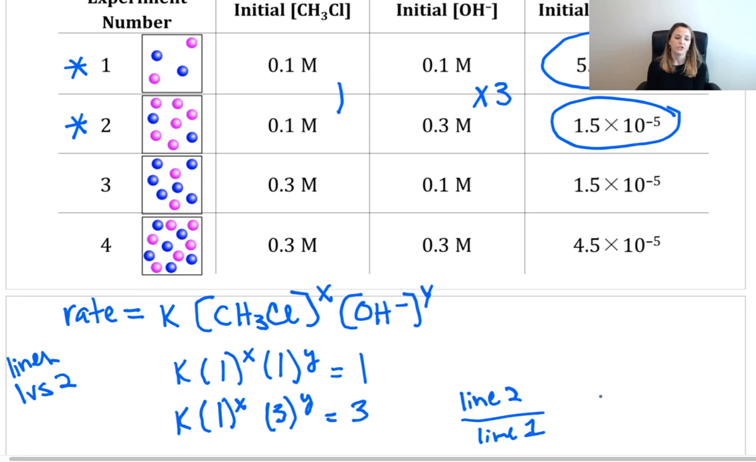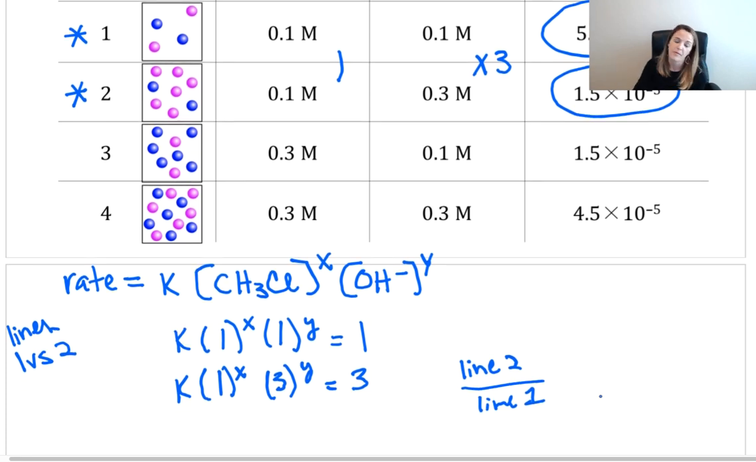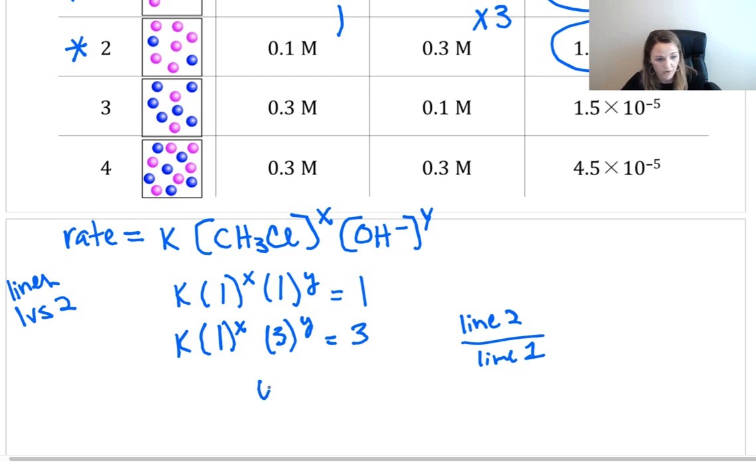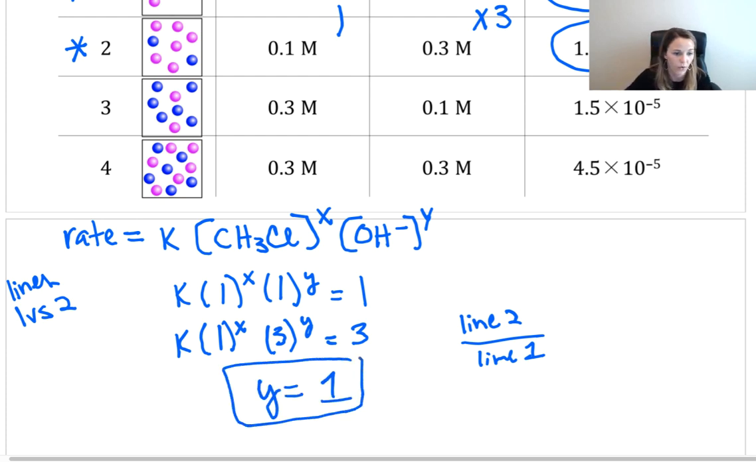So now I have two mathematical equations, and I am able to isolate what y is equal to in order for both of my equations to be accurate. So 1 raised to the y power is equal to 1, and 3 raised to the y power is equal to 3. The only number y can be equal to is 1. It has to be. So we just figured out what the order is of y.